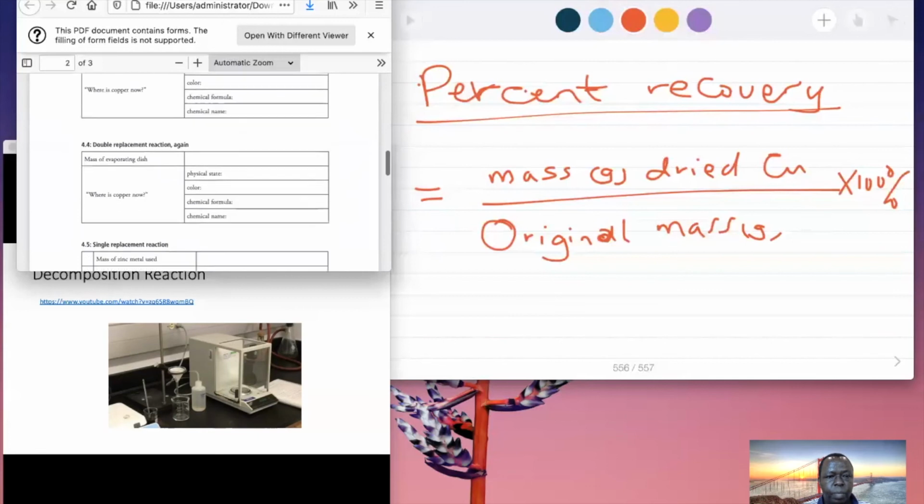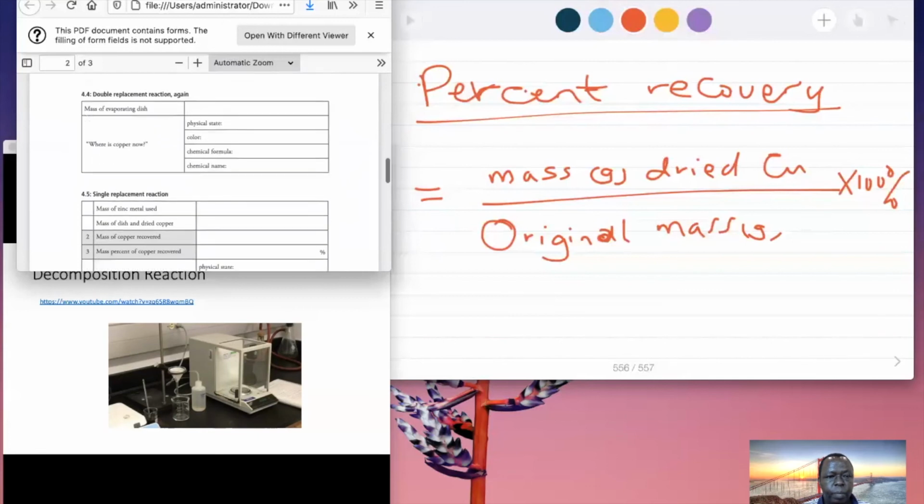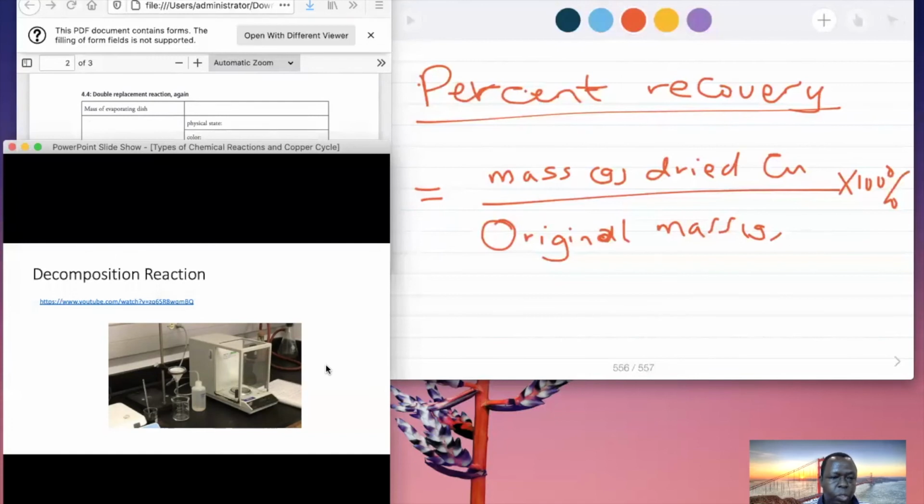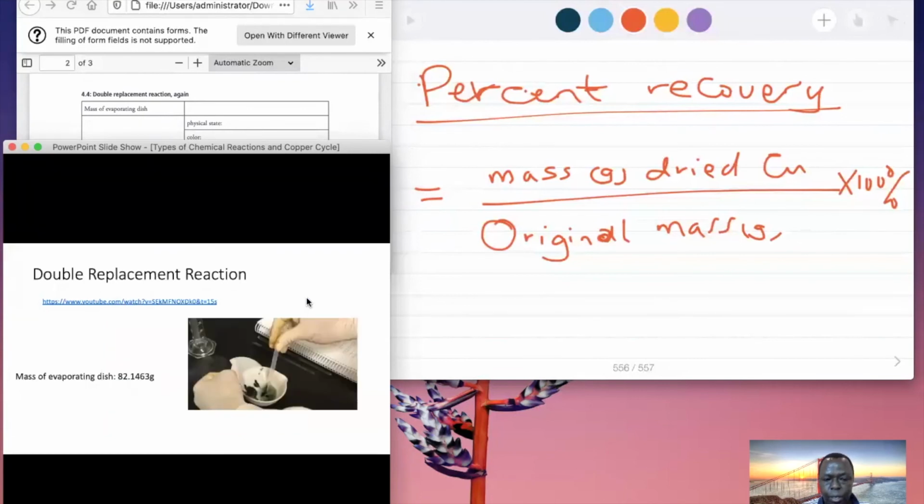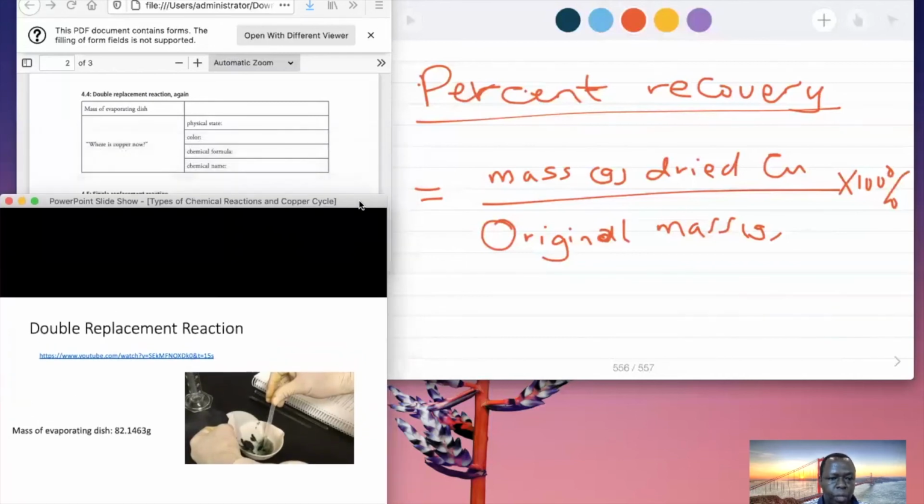You do the same thing for double replacement reaction, all right? Double replacement reaction follows the same procedure. I don't want to play the decomposition reaction. This one you can play on your own and listen to the instruction given.